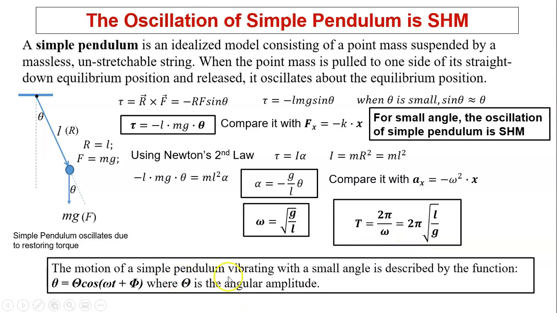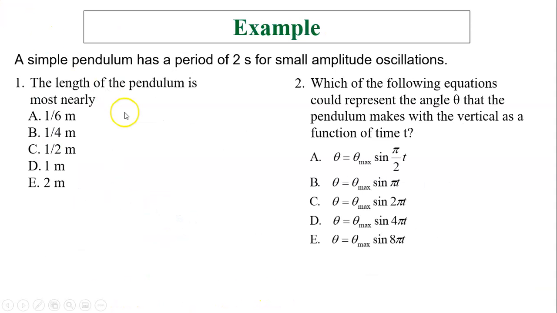So a simple pendulum vibrating with small angle is described by the function theta equals capital Theta times cosine of omega t plus phi, where capital Theta is the angular amplitude because it's a simple harmonic motion. Example: a simple pendulum has a period of 2 seconds for small amplitude oscillation. What is the length of the pendulum?